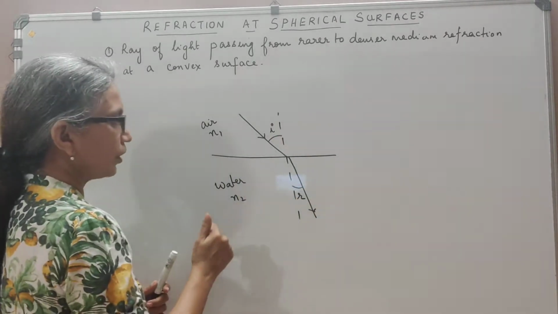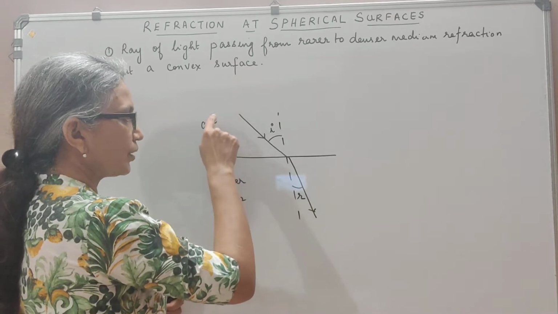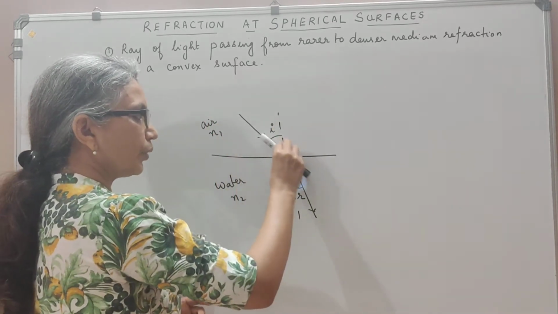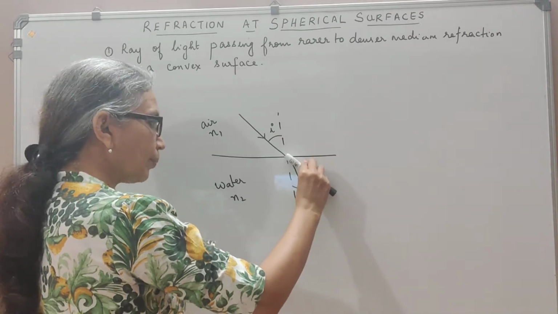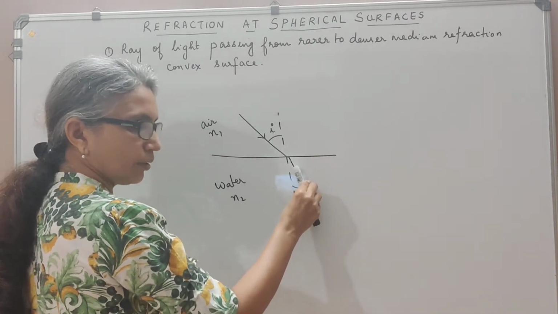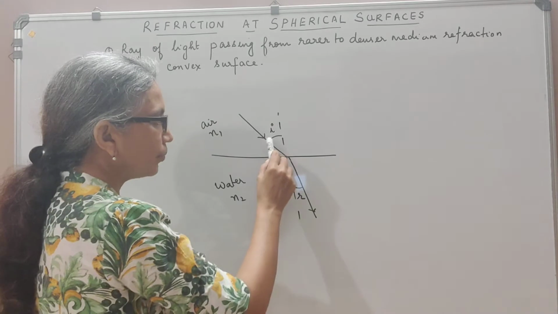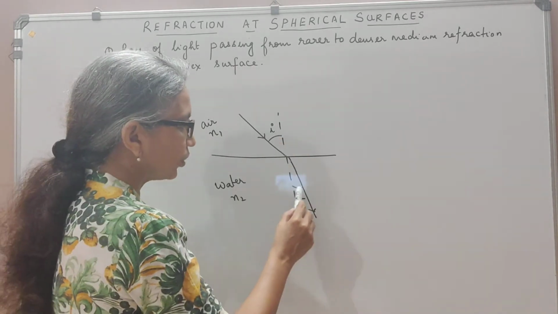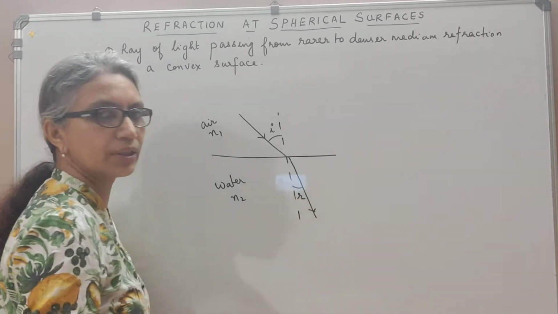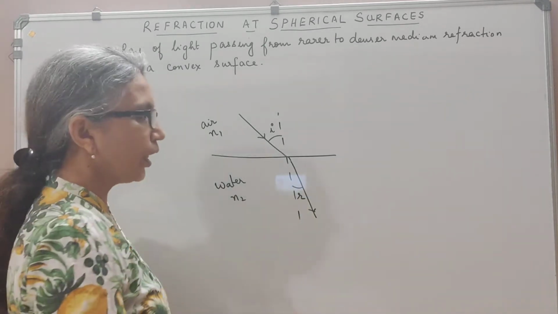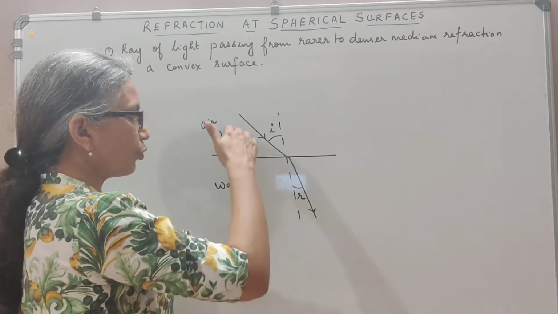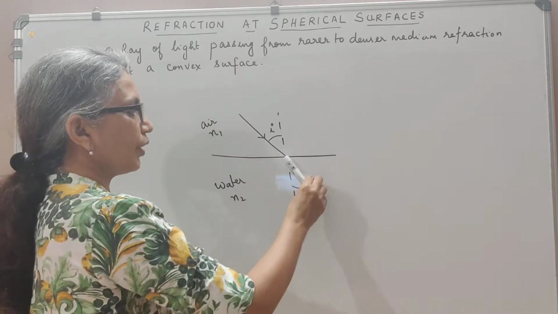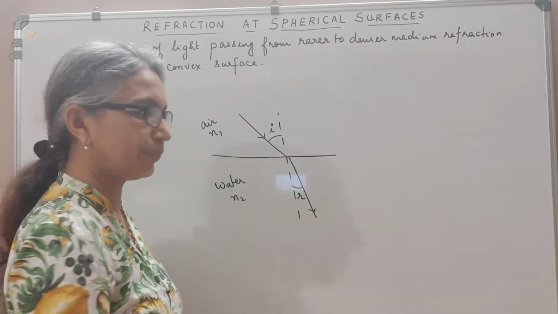Now, here we've seen a ray of light passing from, let's say, air, that is rarer medium, into the denser medium. So, instead of continuing in its original path, it will bend towards the normal. The angle between the incident ray and the normal is called the angle of incidence. The angle between the refracted ray and the normal is called the angle of refraction. Had it been the other way around, that is, if you had allowed your ray of light to pass from denser to rarer, then the ray of light would have bent away from the normal.